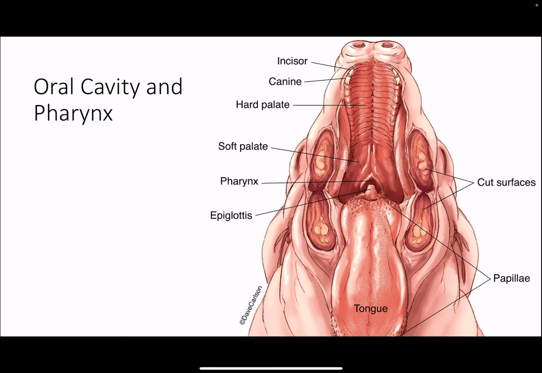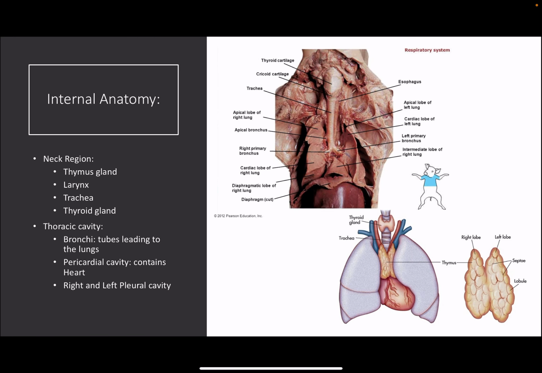Beyond the pharynx, we have the anatomy of the neck region and the thoracic cavity. The pharynx leads into the larynx, which contains the voice box. And then after the larynx, we have the trachea, which is the main tube leading down into the lungs. Surrounding the trachea are two very important glands. We have the thyroid gland and the thymus gland. The thyroid gland is important to regulating the body's metabolism, and the thymus gland works for the adaptive immune system. All the T cells in the body develop originally in the thymus gland. This is why they are named the T cells.